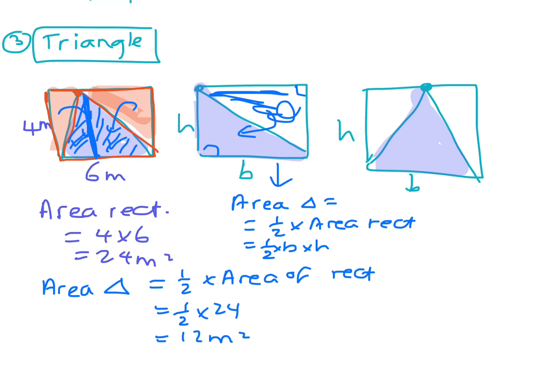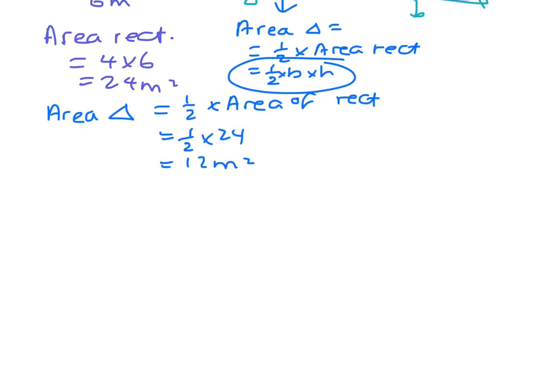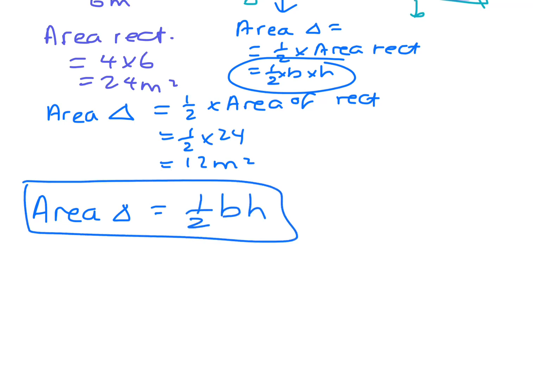So that then gives us the formula for the area of a triangle, which is a half the base times the height. Same thing here, you put this in half, cut this one out, flip it around and put it there, cut this one out, flip it around and put it there, and it gives you exactly the same formula. So the area of a triangle is a half base times the height, okay, which is half that of the rectangle.